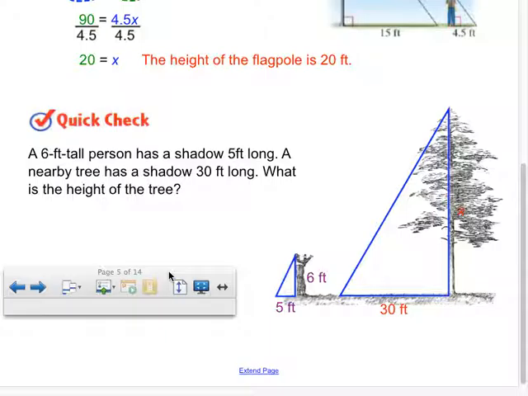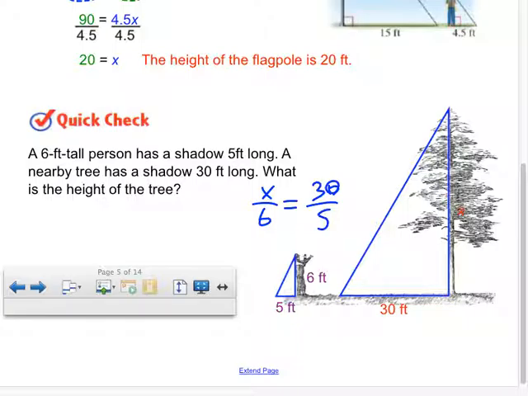I don't think I've heard from Richard today. Go ahead, Richard. Okay. Right. So here's Richard's. He got x over 6, and then he got 30 over 5. Okay. That's one way to solve it. Did somebody get another proportion? What'd you get?